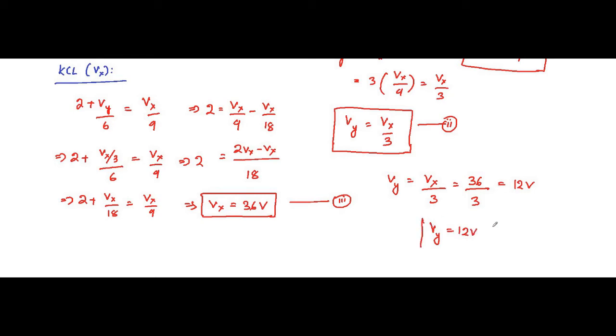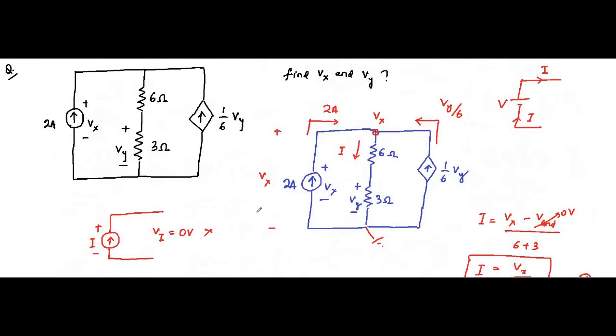So we have got the two results that we wanted. Vx is equal to 36 volt, Vy is equal to 12 volt. Here again the important thing is to identify what kind of dependent sources are there. This is a voltage dependent current source. It is dependent on this parameter, this voltage drop.